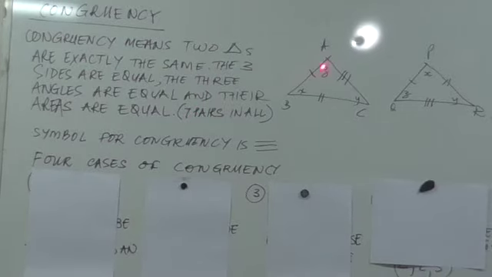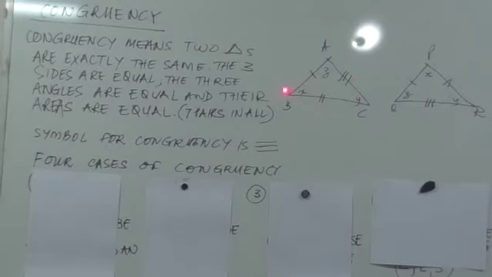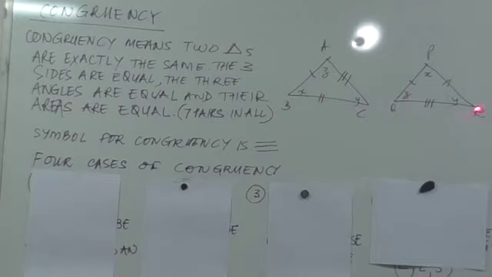If you look at this diagram here, this side is equal to that side. That's one pair. Then AC is equal to PR. That's the second pair. Then BC is equal to QR. That's the third pair. So 3 pairs of sides are equal. Then if you look at the angles, you've got X here and X there, Y here and Y there, Z here and Z there. So 3 pairs of angles are equal. And their areas will also be equal.